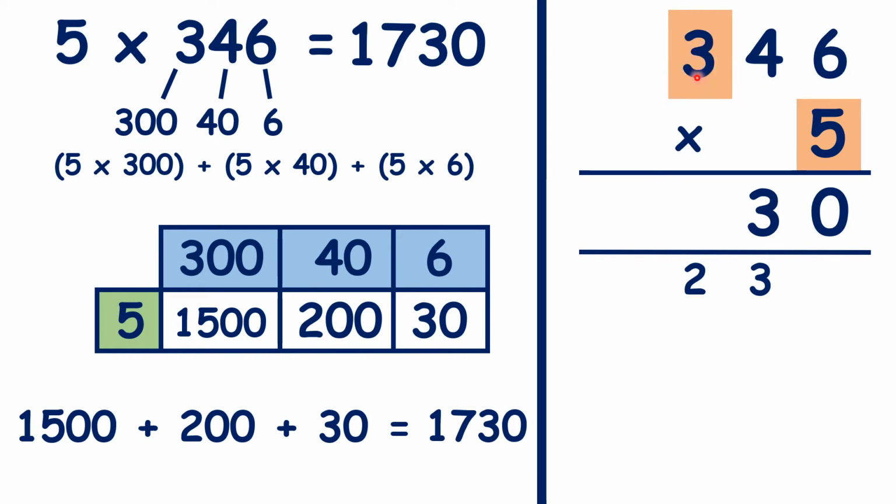So now 3 times 5 is 15, but we need to add the 200s we made from multiplying our tens, so we have 17. And now we don't need to add anything up because you can see that we have our answer right there.